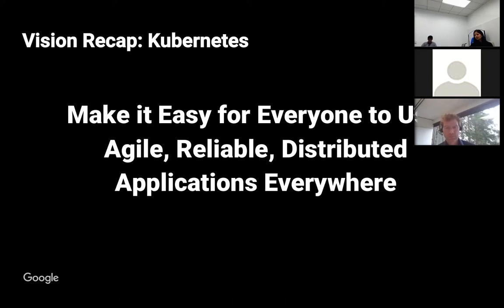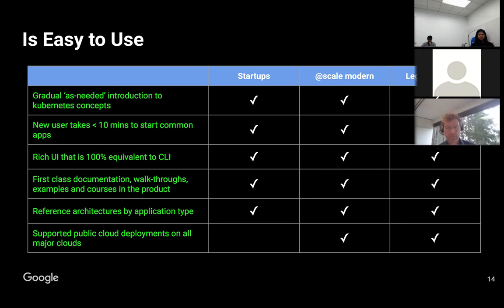So the vision here, not rocket science, it's just to make it easy for everyone to use distributed applications everywhere. I think that's been the vision of Kubernetes from the start. That's the reason why the founders founded this project, to make this technology and this set of ideas available, and I think this whole community has been working towards this objective.